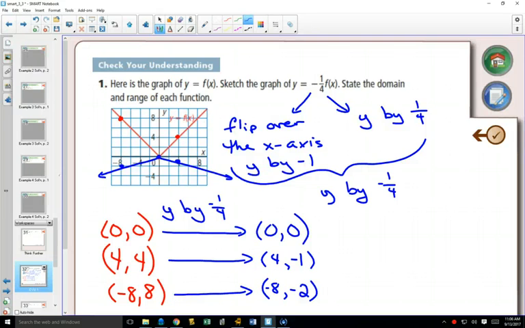And what's a little bit different from translating is when you translate a graph left, right, up, down, it's exactly the same shape that you started with. When you squish things, the shape changes a little bit. The basic idea of the shape is still there, but if we think about the words that we wrote to begin with, has it been flipped over the x-axis? Yes. Have the y values been multiplied by 1/4? We would call this a vertical compression.